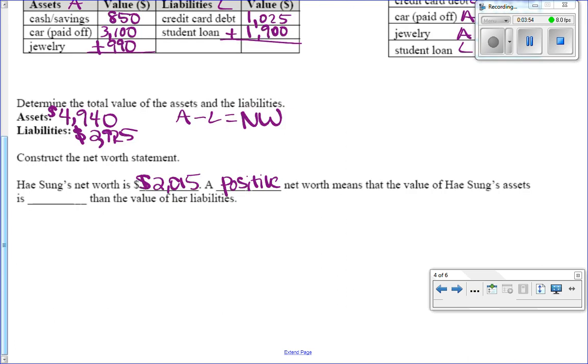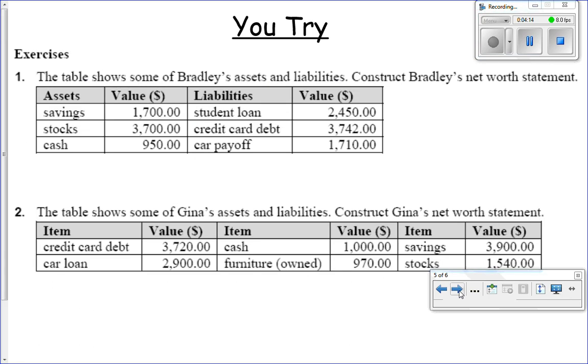Scroll it. There we go. Net worth means that the value of Sum's assets is greater than the value of her liabilities. Okay. Are we good? Questions? All right. So down below, I want you to try with your table these two problems. So separate assets and liabilities, and then use your equations to determine net worth.